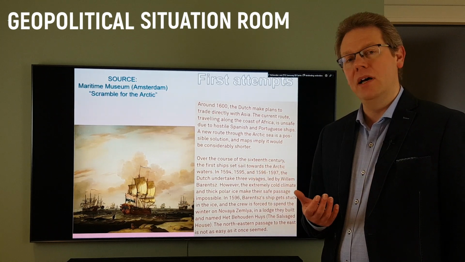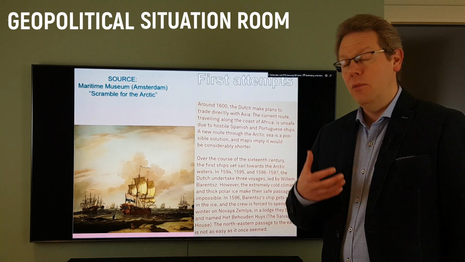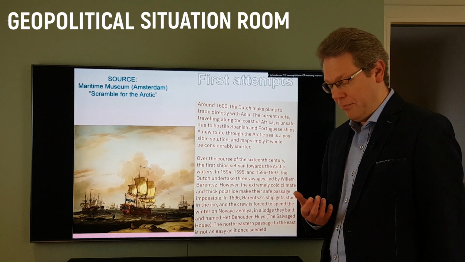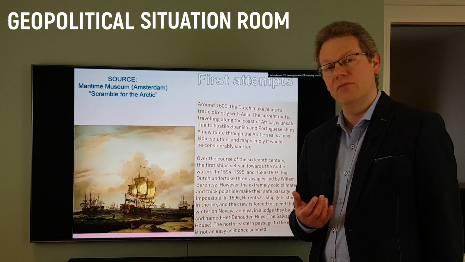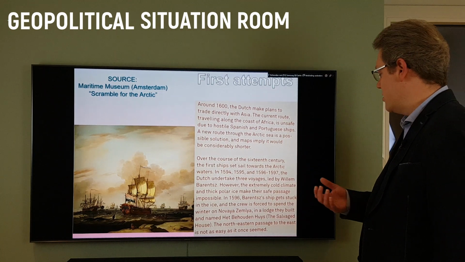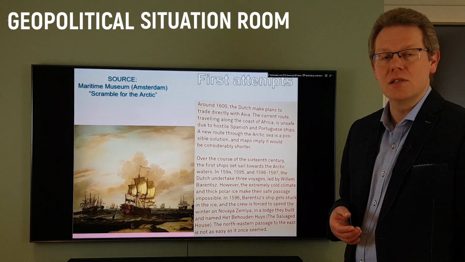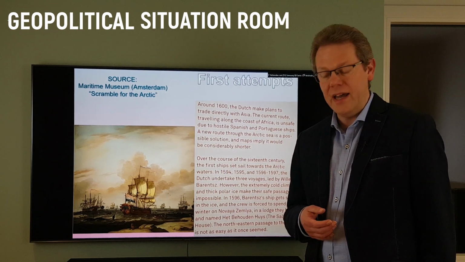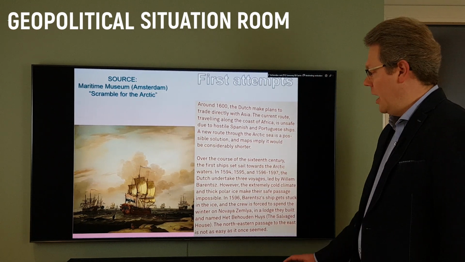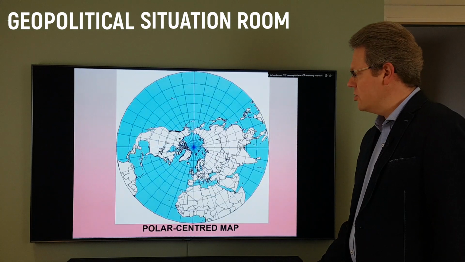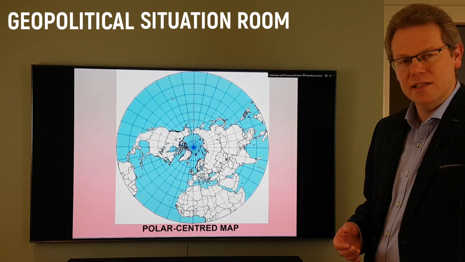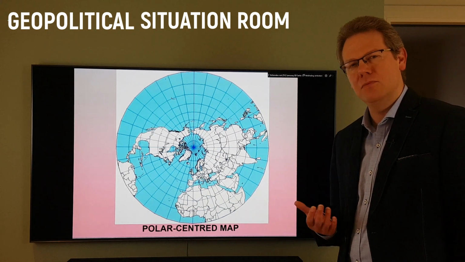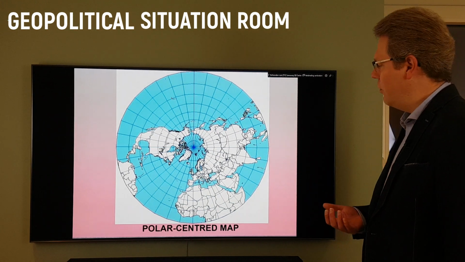You might remember the Barents Sea. Well, it comes from there as well. Actually, his ship was stuck for a while in 1596 and he was forced to spend the winter in Novaya Zemlya. But if we then first look at, well, the Arctic today, ladies and gentlemen, this is a map that you're perhaps not so familiar with.